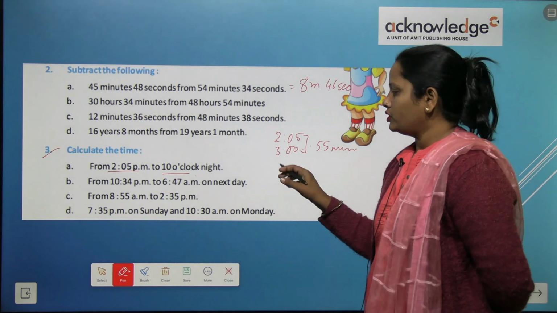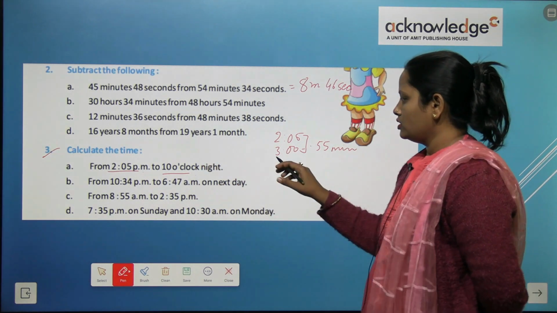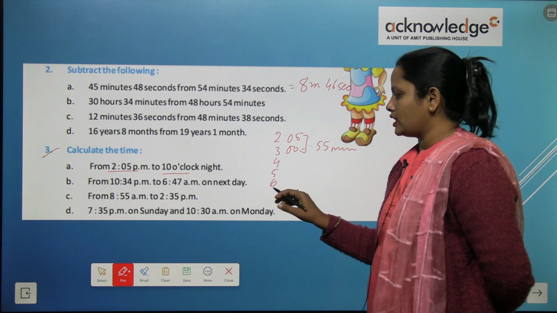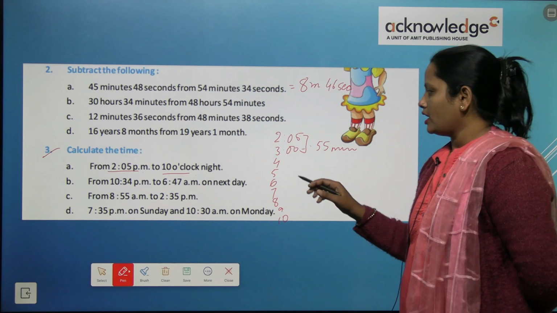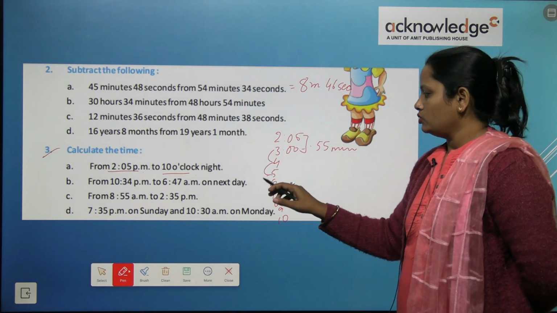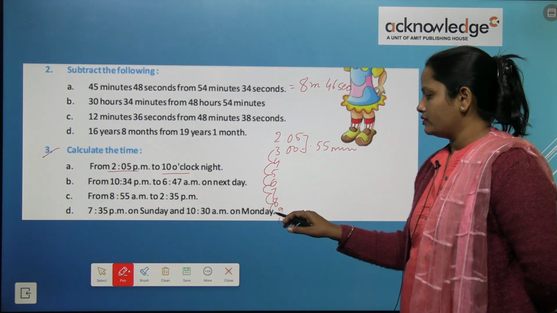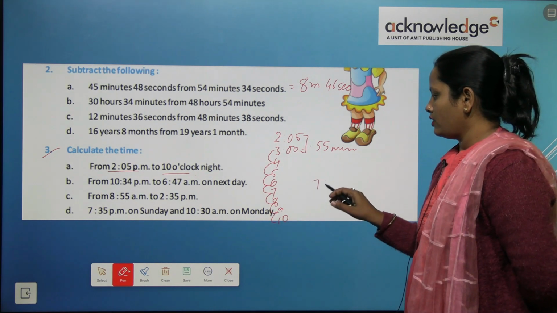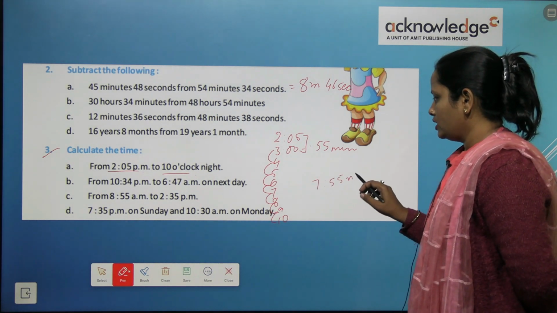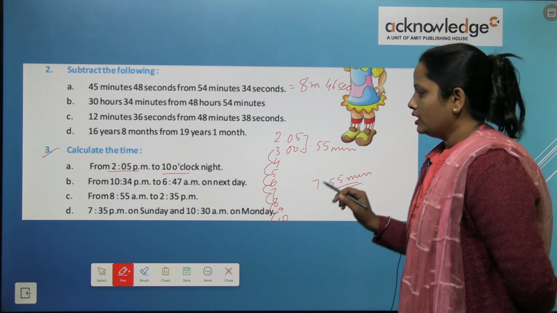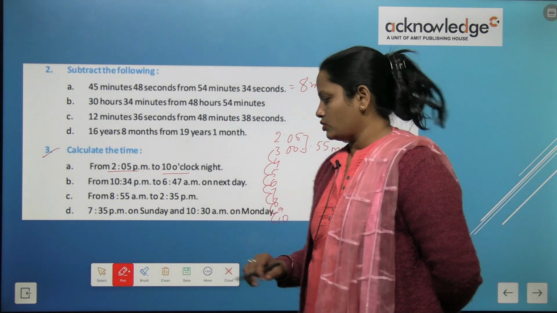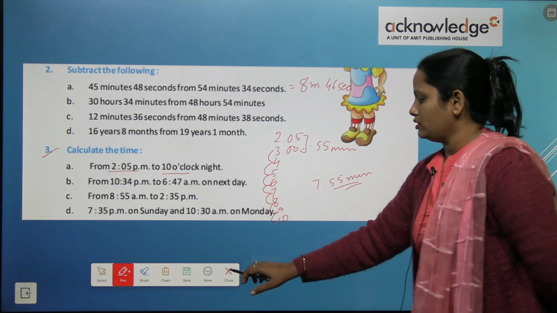Now from 3 to 10 let's calculate 4, 5, 6, 7, 8, 9 and 10. So how many hours are there? 1, 2, 3, 4, 5, 6 and 7. 7 hours and 55 minutes. So children, like this you have to complete the rest of the questions that are given here.